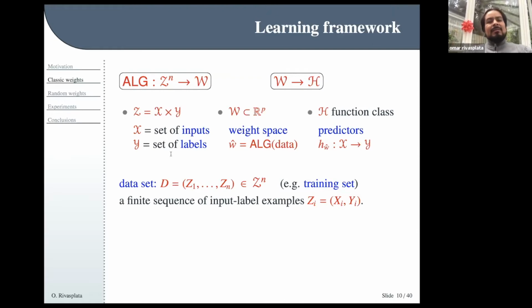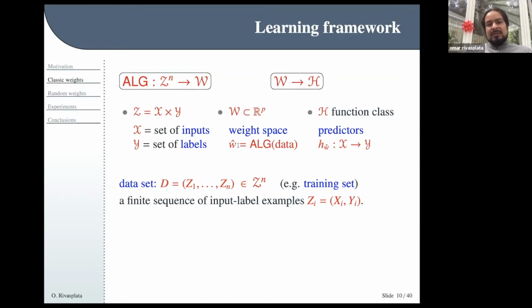of input and label. They come from a set of inputs, usually a subset of a finite dimensional space, and then a set of labels. They could be real valued labels if it's a regression problem, a finite set of labels if it's a classification problem. And then there are these weights parameterizing the function that this algorithm may learn. So the algorithm takes in data and then outputs this weight.